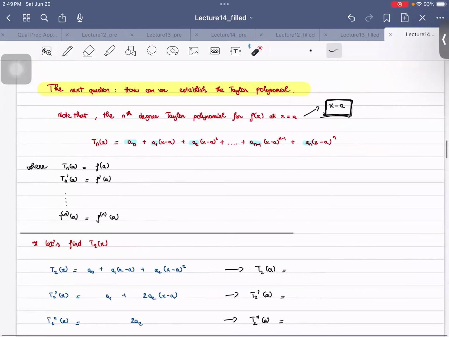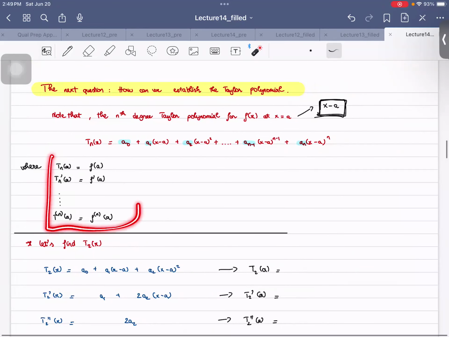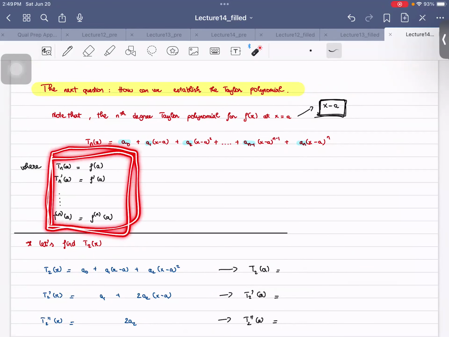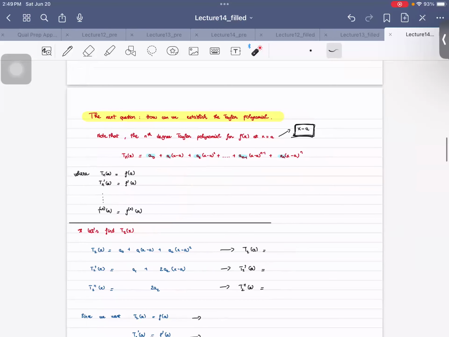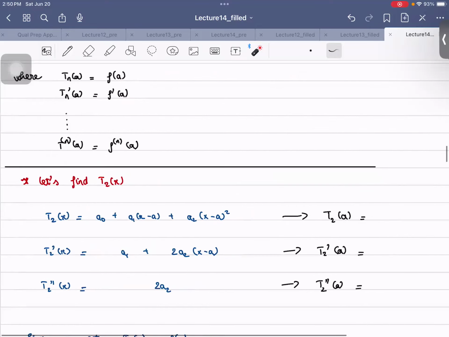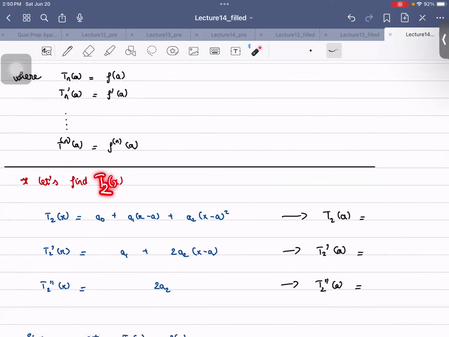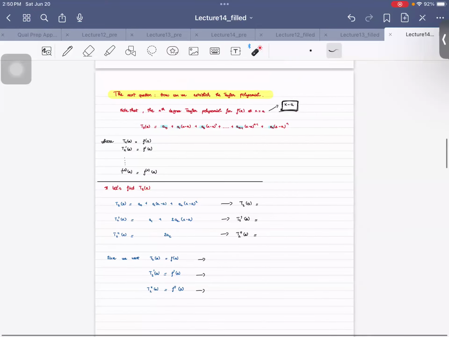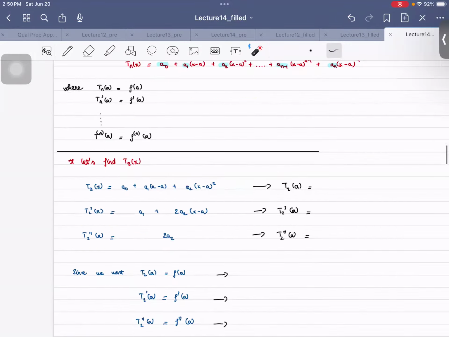Okay, so you have to make sure your approximation satisfies these conditions. For instance, let me consider the simple case. Let's write down the second order approximation for the function f of x. So I'm going to find T2 of x, the second order approximation for my original function.